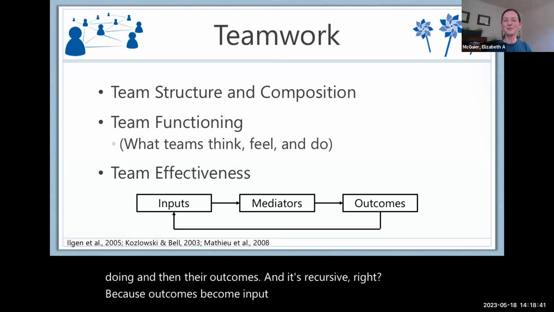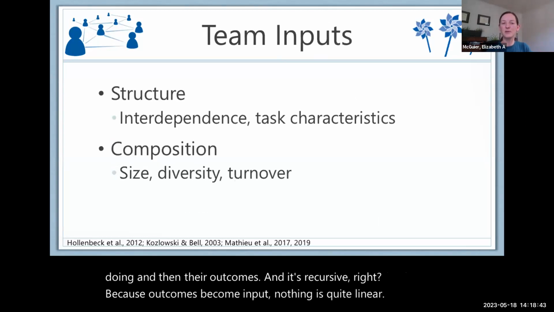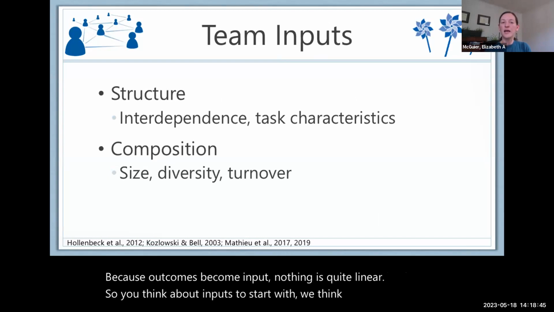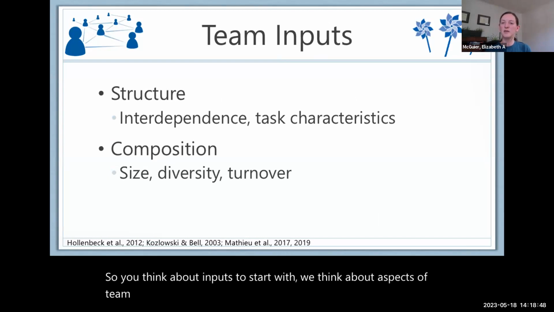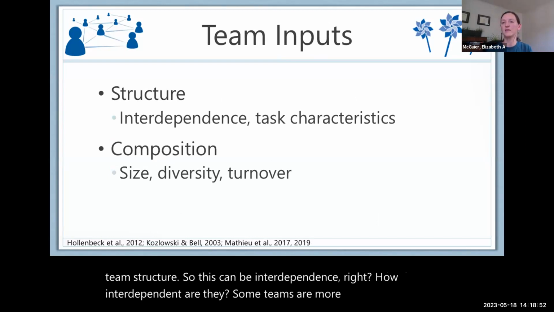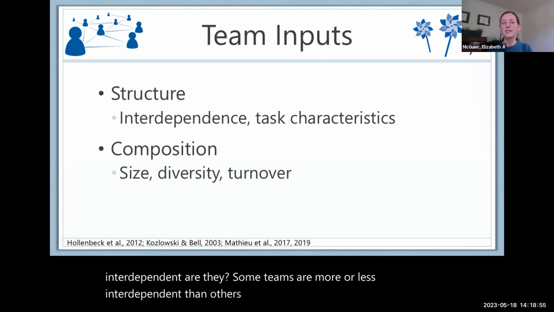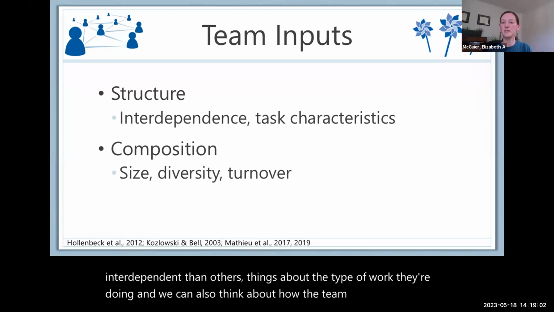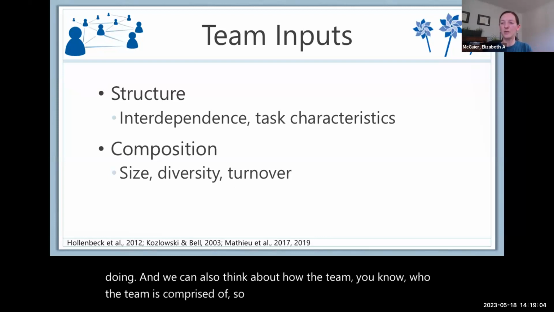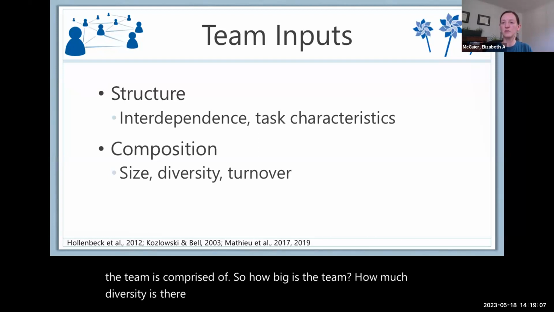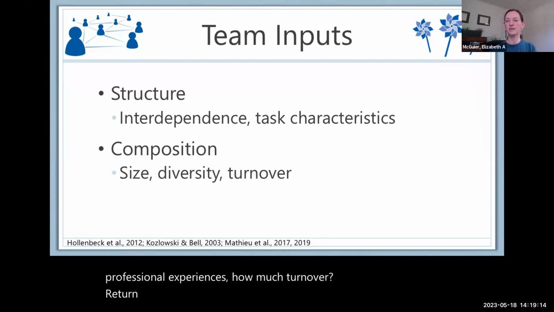Nothing is quite linear. So we think about inputs to start with. We think about aspects of team structure. So this can be interdependence, right? How interdependent are they? Some teams are more or less interdependent than others. Things about the type of work they're doing. We can also think about who the team is comprised of. So how big is the team? How much diversity is there in individual demographic characteristics or in professional experiences? How much turnover or churn is there within a team?